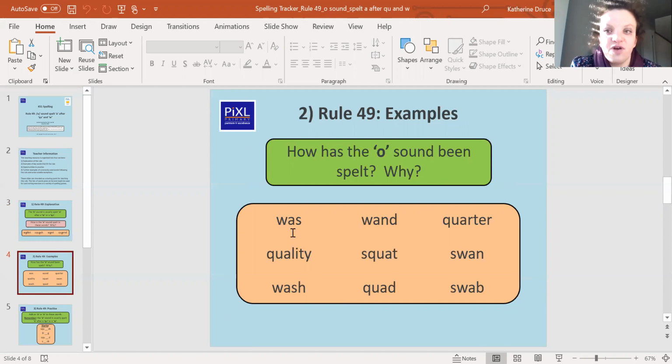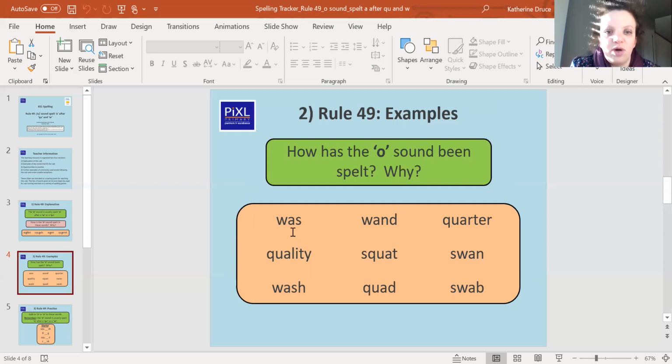Okay, well done. So we've got was, wand, quarter, quality, squat, swan, wash, quad, and swab. Okay, so in was, we can see that it's a W, and in quality we've got a QU, and in wash we've got a W. But after them we hear the O sound, so they've spelled it with an A. And you can see that in all of these words, the O sound either follows a W or a QU. So then it is spelled with an A.